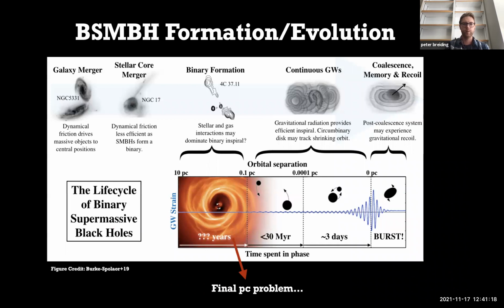But back to binary supermassive black hole evolution, when you have a galaxy merger, dynamical friction is the process that brings the two black holes to the dynamical center. This takes on the order of 100 million years.